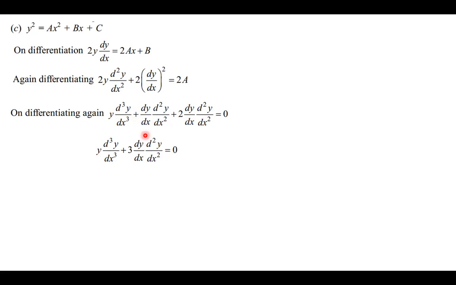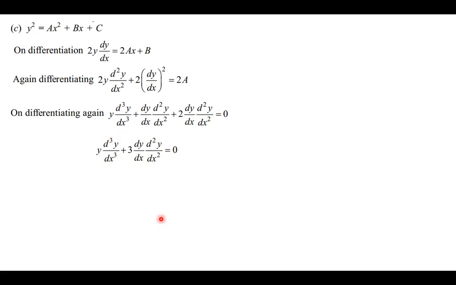So after getting this, you can see that this part and this part, they are just the same. You can add them, and then you get 3 dy dx d2y dx2. So this is our differential equation that we needed. So having found this, we can now determine our order and our degree. The order here is 3 because the highest order is 3. The order is 3, and then the degree is 1. The power of this differential coefficient with the highest order is 1. That's the reason why we've said the degree is 1.